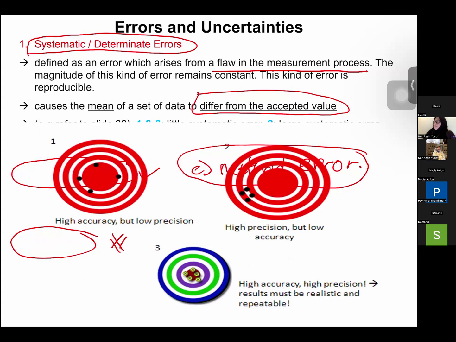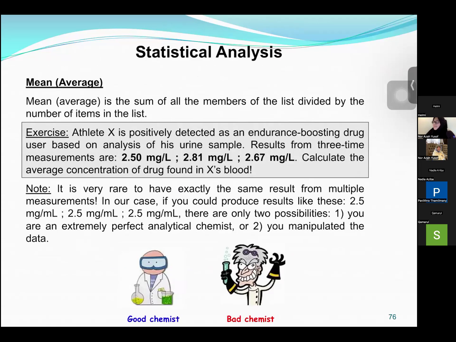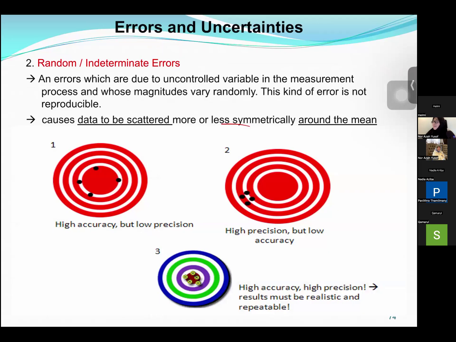But what about indeterminate errors? What do you think, Pavitra? Maybe we don't know what the consistent error is. Yeah, we don't know. It's difficult to trace, but are there any examples that you can think of?